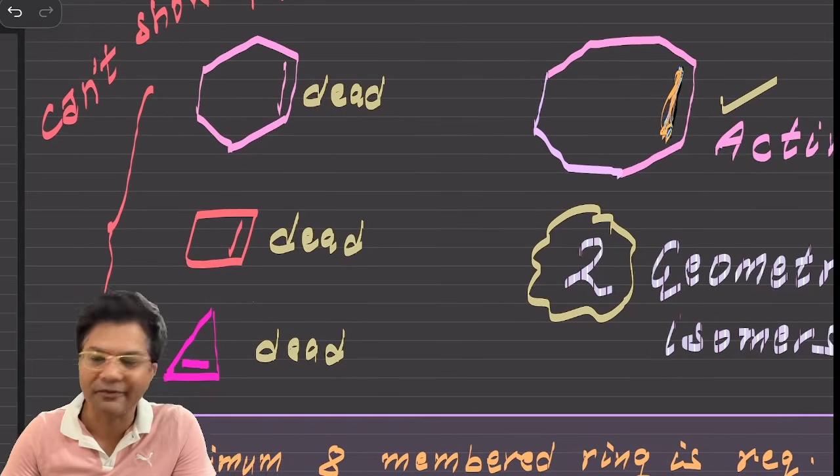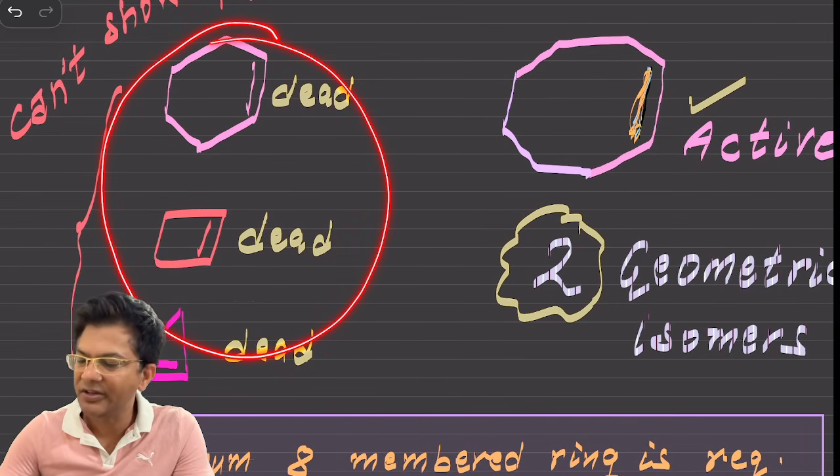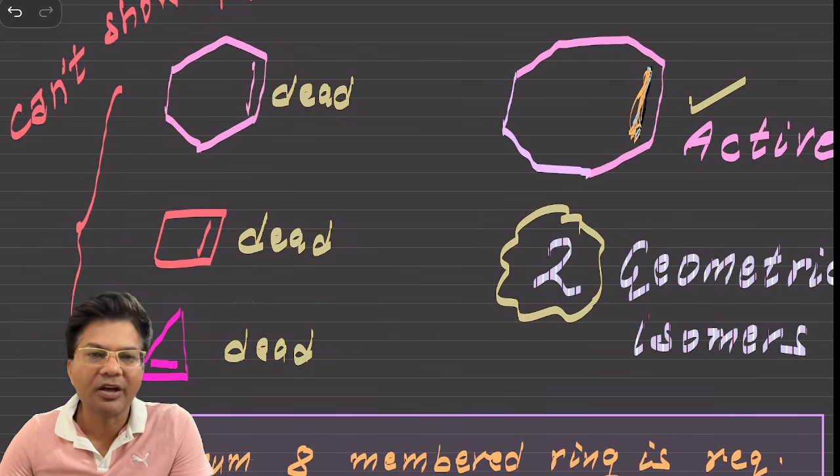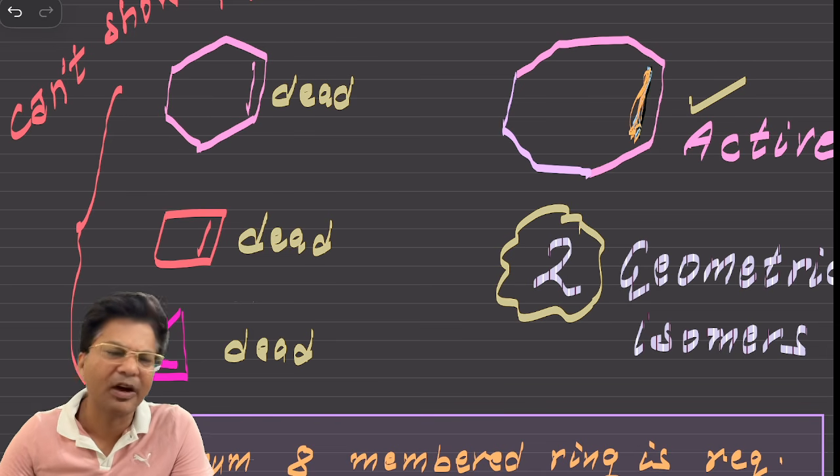But if you see on my left hand side, these rings are either of 6 carbon, 4 carbon, 3 carbon; a 5 carbon ring is not drawn.